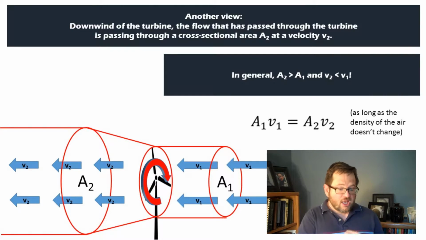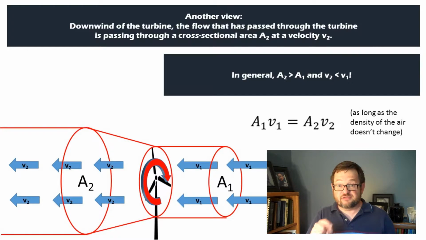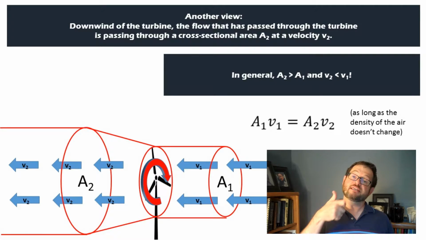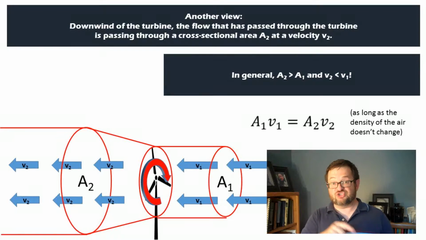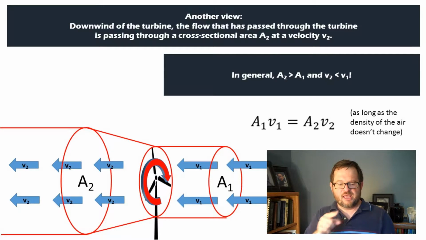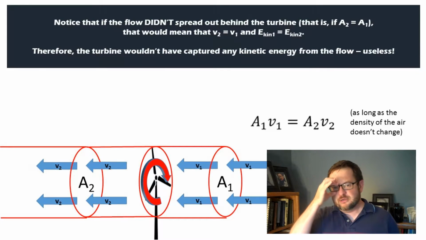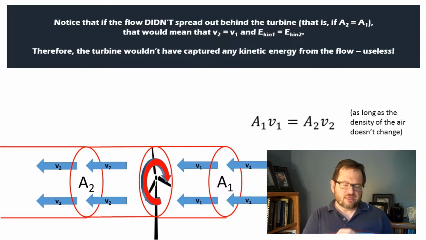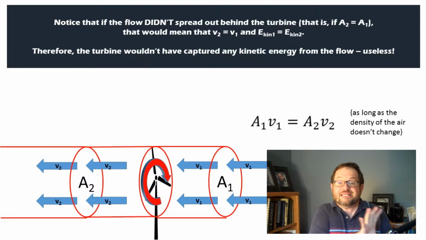Now, in general, because the flow is going to be slower on the downwind side, V2 will be smaller than V1. You can work through the math and show that in general A2 has to be bigger than A1. In fact, if it weren't, we'd have a problem here again. Let's say that flow didn't spread out and air passed through the area A1 before it got to the turbine at velocity V1, passed through the turbine, and then downwind it didn't spread out.